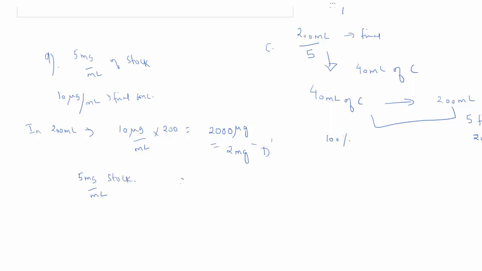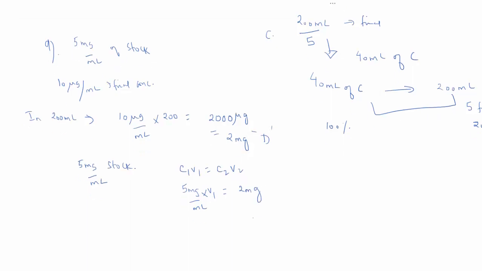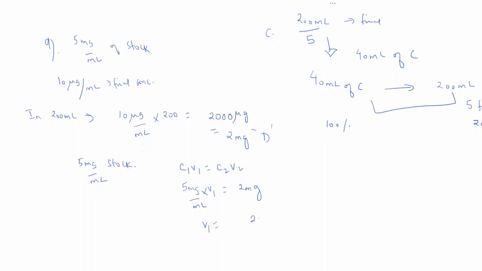So we can use C1 V1 equals C2 V2. We've got the known concentration of the stock, 5 milligrams per ml. We don't know the volume. And C2 V2 is the one we have calculated, that's going to be 2 milligrams. So the V1 is going to be 2 milligrams upon 5 milligrams per ml, the ml is in the denominator, so it goes to the numerator and becomes ml. So I can cancel out the units. So it's going to be 2 upon 5 milliliters, so it's going to be 0.4 milliliters.